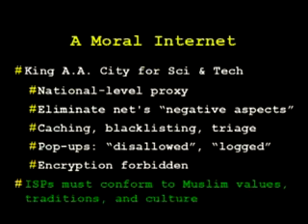And the goal of this outfit is to eliminate the negative aspects of the web. So they use caching. So a lot of the sites, if you're in Saudi Arabia and you visit a site, you're not going to be actually going to the site, but you're going to be viewing a cache that is kept at KACST.